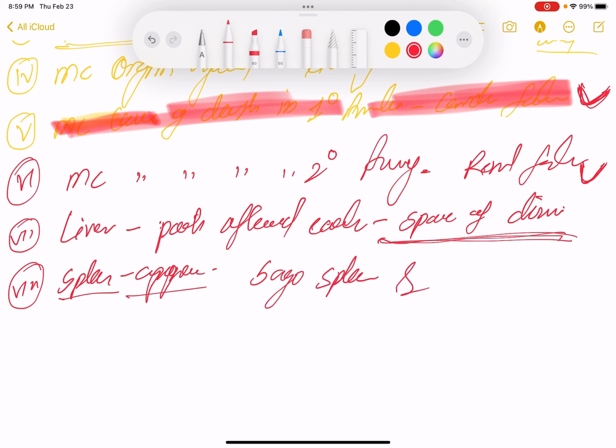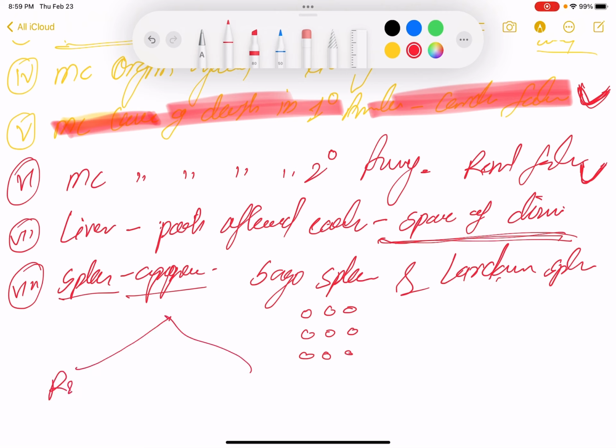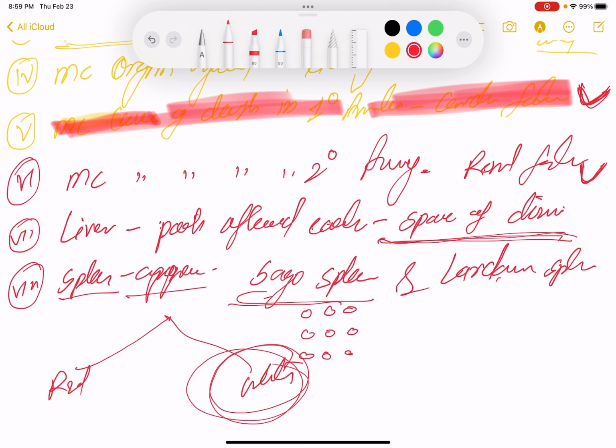Sago, friends, you will know sabudana, so remember sago from sabudana. I will add an image here, you can see the image. You can see in the image sago spleen, and also lardaceous spleen. Meaning if there is involvement of white pulp, as we know in the spleen there is red pulp and white pulp, the spleen will look like sago spleen, and if there is involvement of red pulp, the spleen will look like lardaceous spleen.